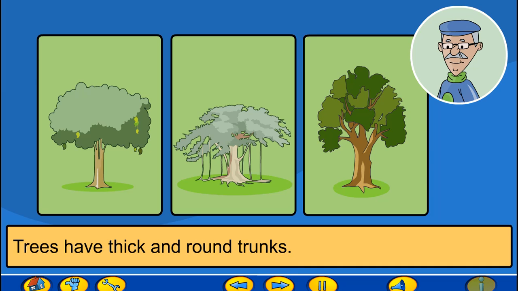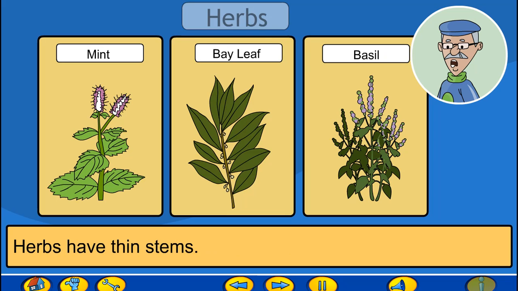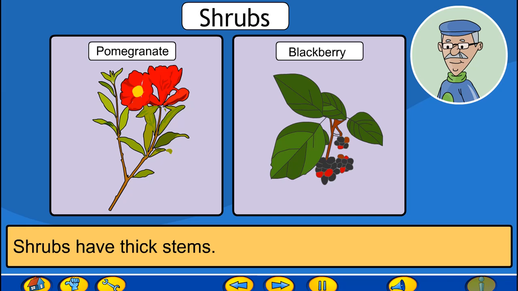Yes. Tall and strong plants are called trees. The mango, banyan, and peepal trees have thick and round trunks. Look at these small plants with thin stems. These are called herbs. And these small plants with thick stems are called shrubs. Grass is also a plant. It has narrow leaves that grow from the base.